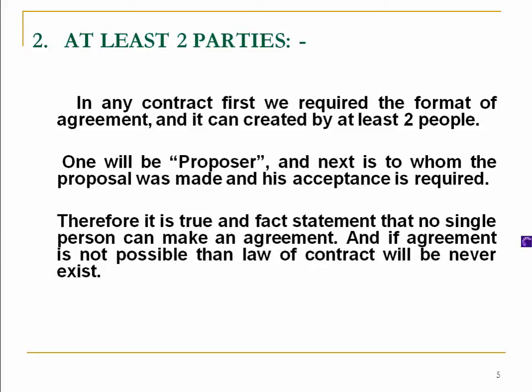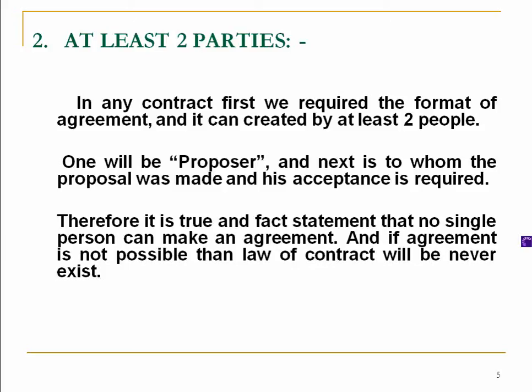In any contract, first we require the format of an agreement, and it is always created by at least two parties. It is possible to have more than two parties, but at minimum you require two parties. One will be the party known as the proposer, because he will give a proposal to the other party, and the other party to whom the proposal was made will be known as the offeree.